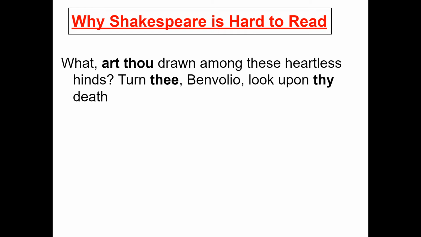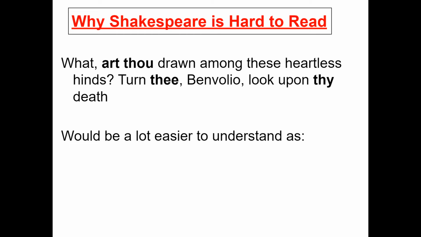Now I love that line. And that's of course when Tybalt, the psychopathic Tybalt, makes his entrance in Act 1, Scene 1. What? Art thou drawn among these heartless hinds? Turn thee, Benvolio, and look upon thy death.